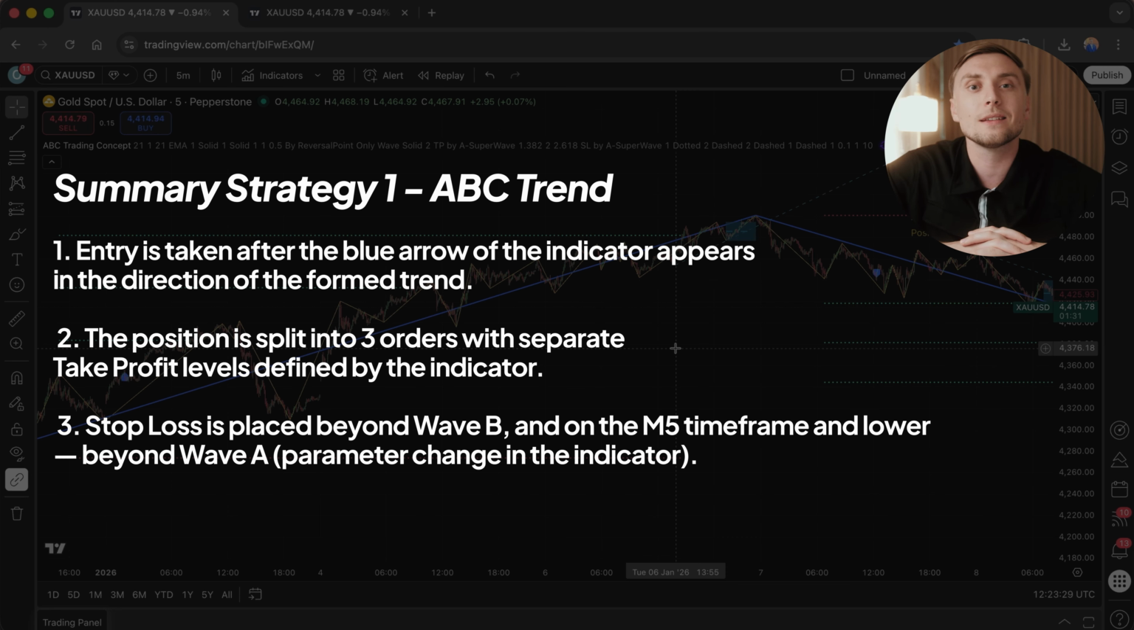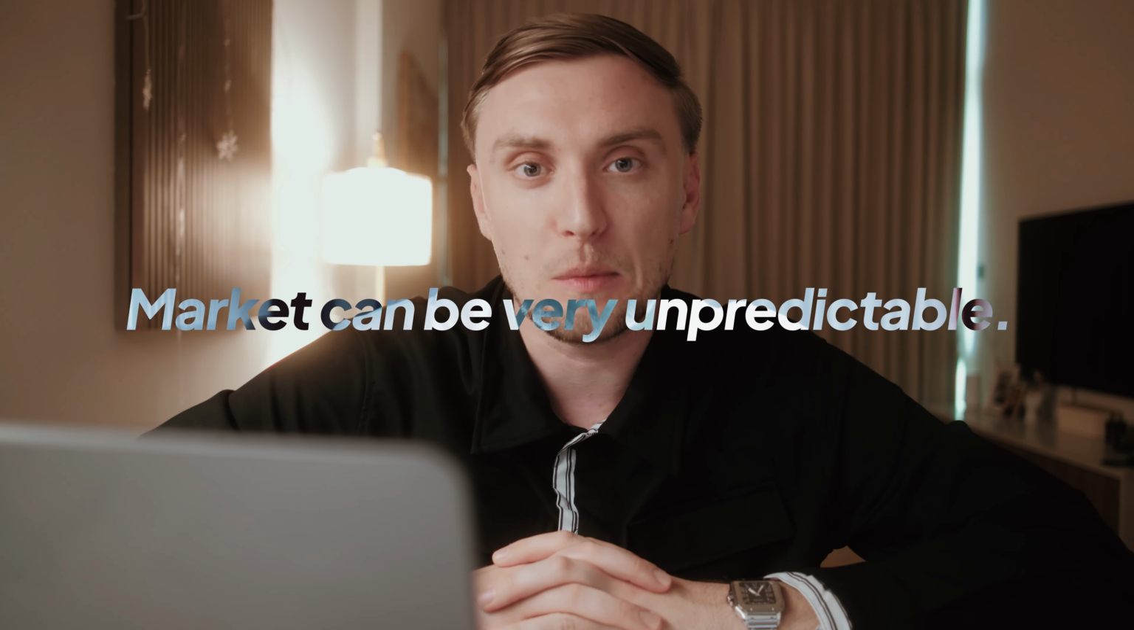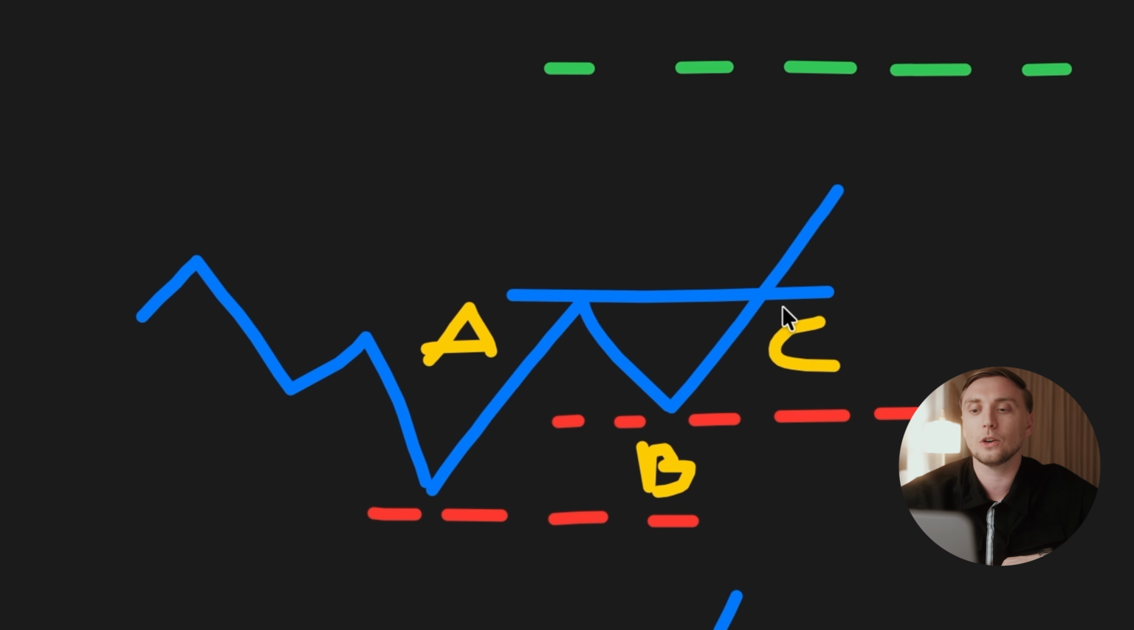But let's talk, guys, about hard reversal trends creation. Sometimes the market is very unpredictable, and it doesn't matter how many lines or waves we build on our chart. Sometimes it's just moving in a totally different direction. What we need to understand is how to trade this kind of situation. For example, let me show you 2 different examples. In both of them we have the beginning of the new trend.